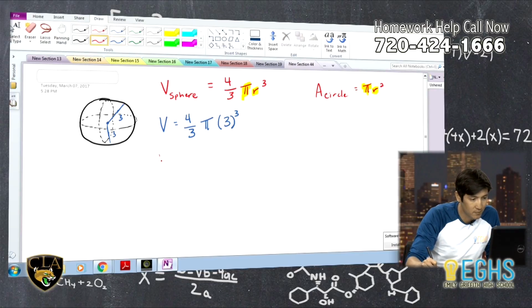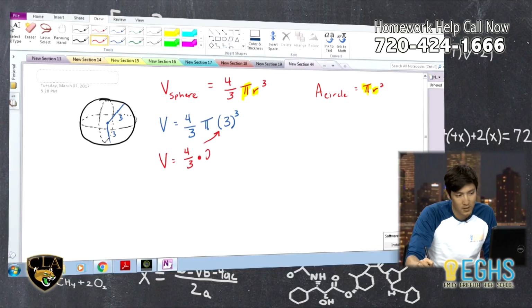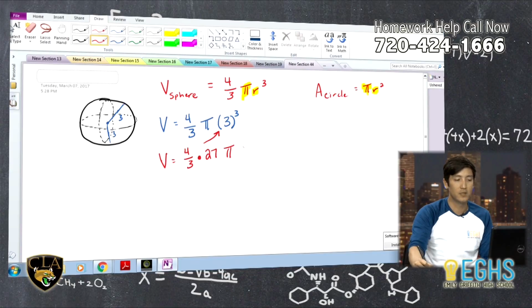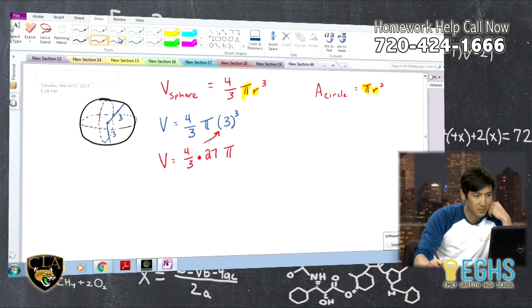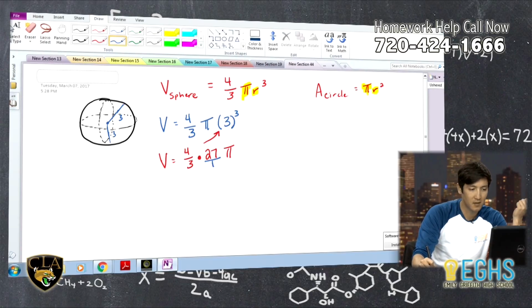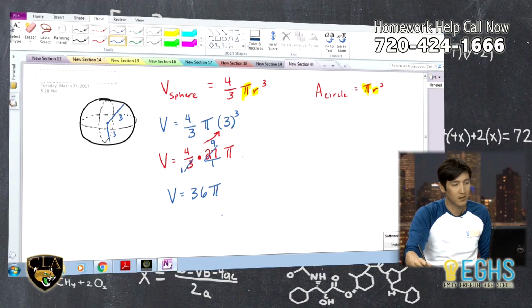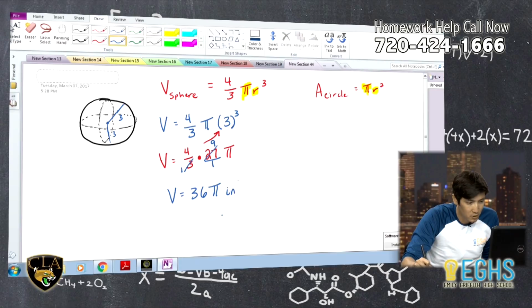So I'm going to rewrite this as volume equals 4/3 times, and I'm going to take out this 3 cubed, and say it's 27 pi. And then we simplify our fractions here, divided by 1. Look, this is a 3, and this 27 is divisible by 3. So this becomes 9, right? 27 divided by 3 is 9. And I'm left with denominators of 1. So I end up with a volume of 36 pi. And if this were inches, I would say inches cubed. I don't know if we had the unit.